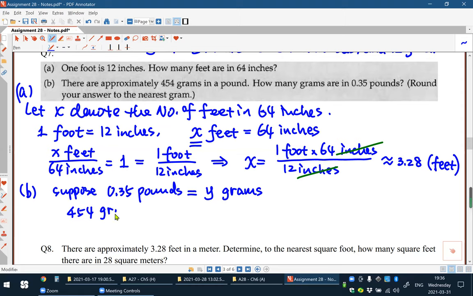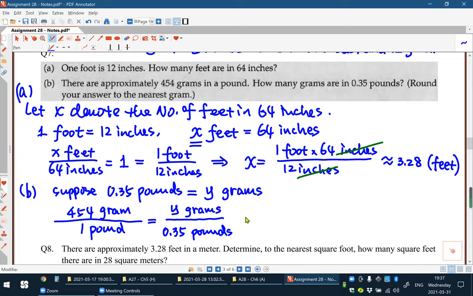Okay, so from the given information, we know the ratio between grams and pounds is 454 grams over 1 pound. This is a ratio between grams and pounds, right? So this ratio should be equal to y grams over 0.35 pounds. When we have y grams, we will have 0.35 pounds, right? Note that these two ratios should be equal. Okay, so this tells us y is 454 grams times 0.35 pounds over 1 pound.